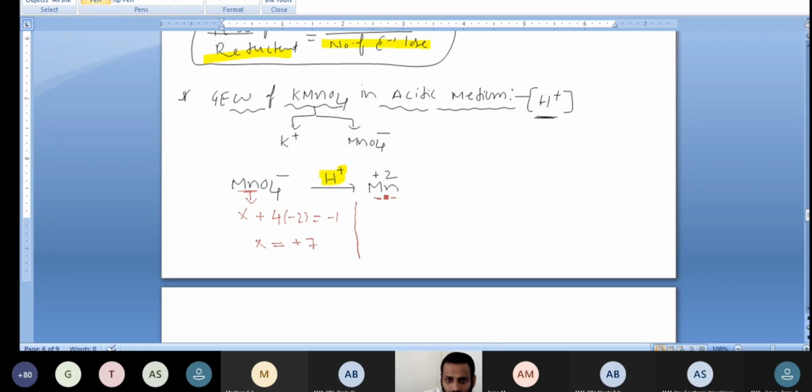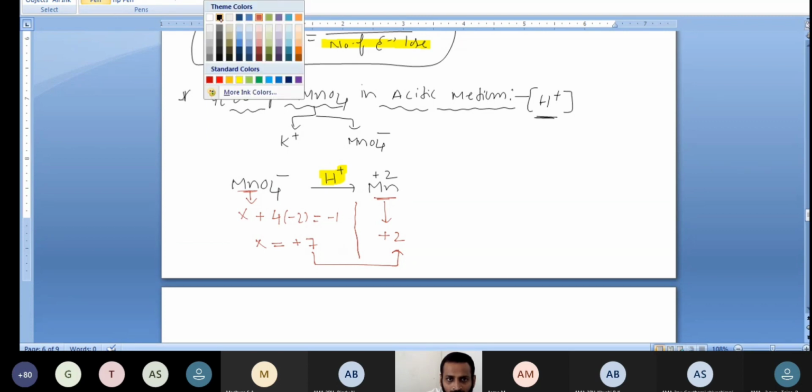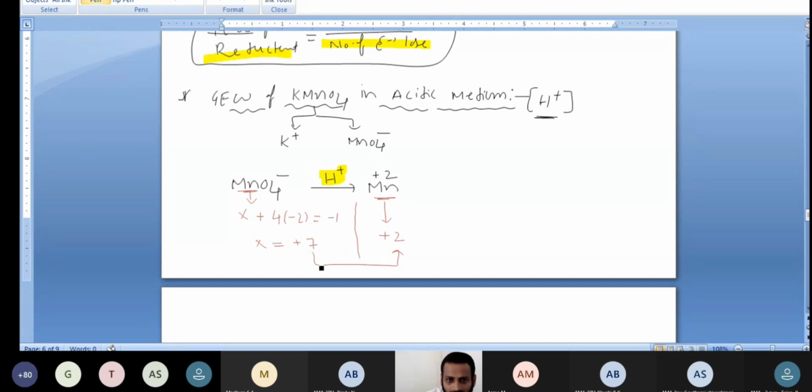So here manganese is plus 2 only. So its oxidation state is plus 2. So plus 7 converted to plus 2. That means how many electrons are transferred? 5 electrons transferred. How did you say, sir, 5 electron transfer? Because you can see the oxidation state changing from plus 7 to plus 2.